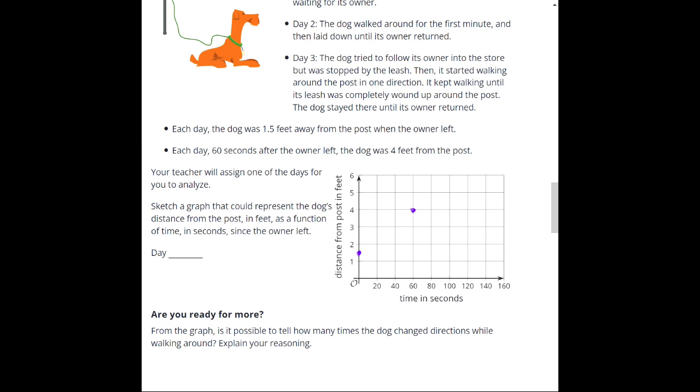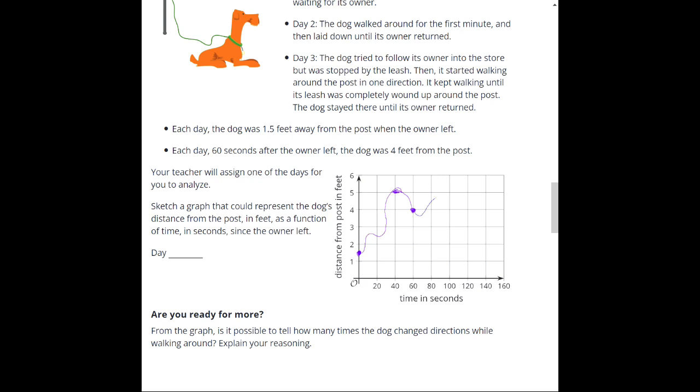But we know that the leash goes to 5 feet. So at some point around here, when we are plotting the distance from the post in feet, it starts at 1.5. It can go all the way to 5 feet. So the graph could look really different, depending on, oops, that shouldn't go, that should just go to 5, sorry. So to 5 feet, and then at 60 seconds, we're at 4 feet.